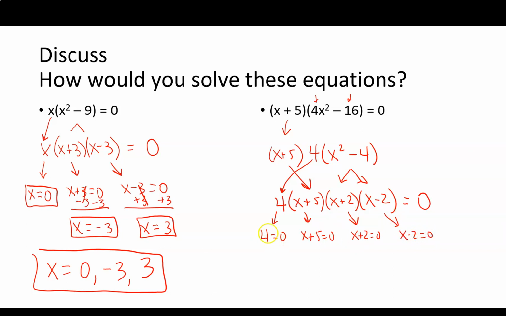Now this first factor, 4, will never be 0, so that is not even one to look at. This next one we'd get x equals negative 5. This one would be x equals negative 2. And this one would be x equals 2. So we would have 3 solutions here.